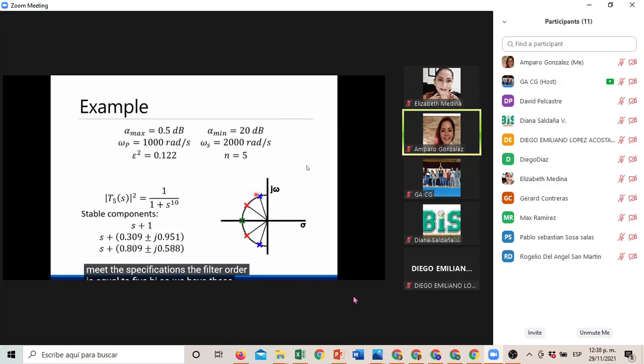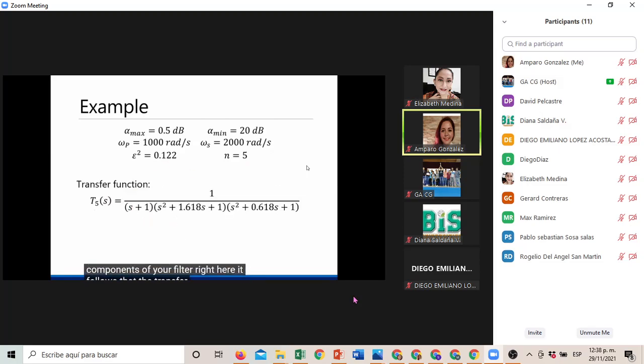Okay? So we have these statistics for the filter. That means now the next step is to get the poles. The stable components of this equation are on the unit circle. We have 5 poles on the left-hand side of the unit circle, equally spaced in terms of angle, and you get your stable components of your filter right here. It follows that the transfer function of the fifth order Butterworth filter is equal to this equation based on the poles right here. So you get this equation right here.